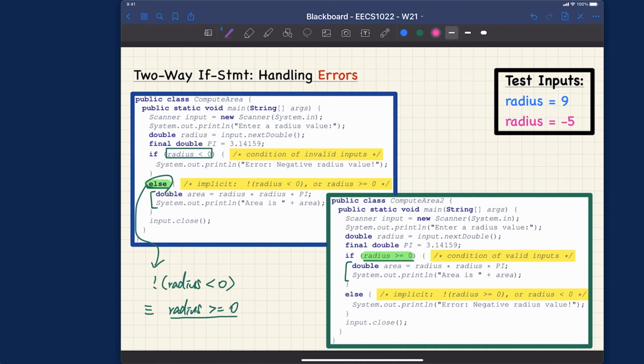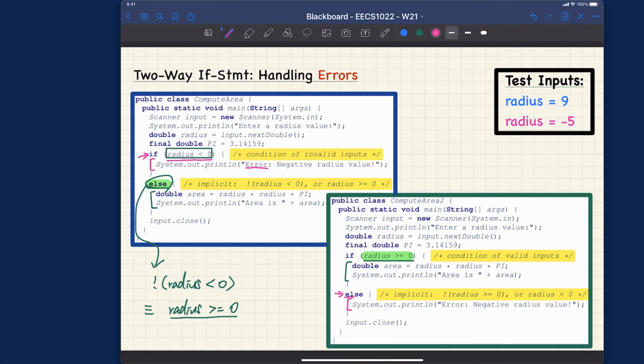For example, you can see in the first case, if this particular condition is actually true, that means the radius is strictly less than 0. In that case, we're actually going to execute this part over here to really say error. Okay, what about the right hand side? Why is that equivalent? You can see on the right hand side, we will execute the error message if we get to the else part.